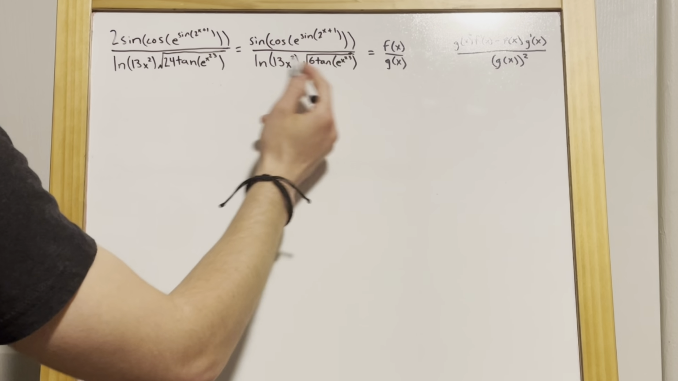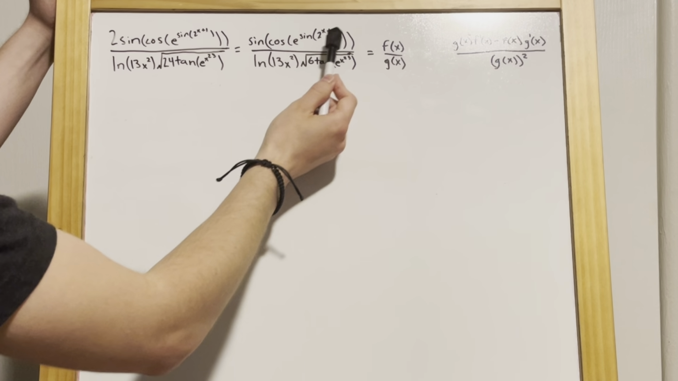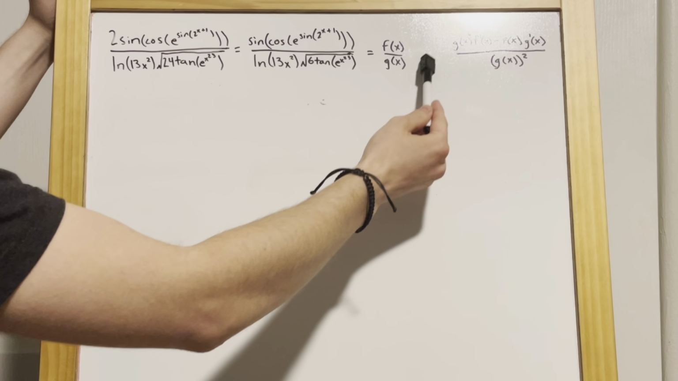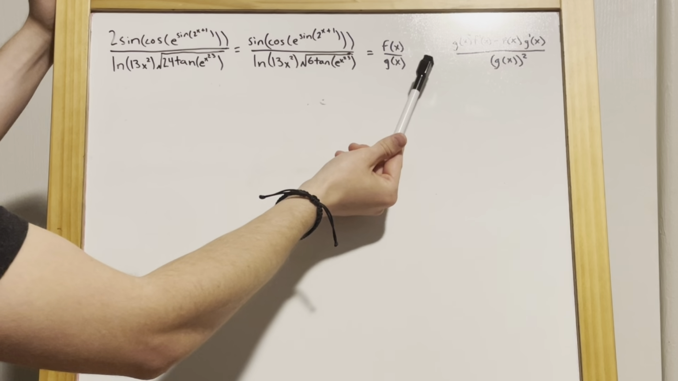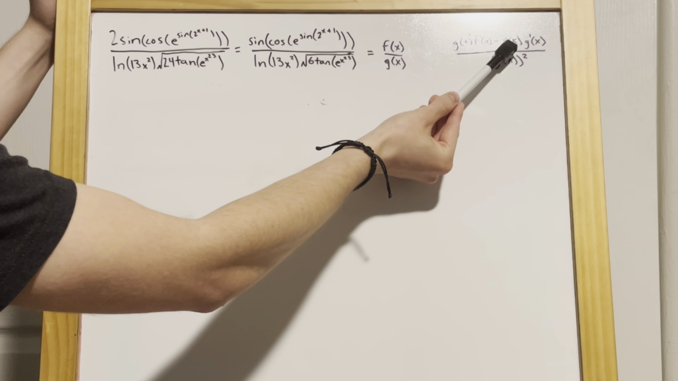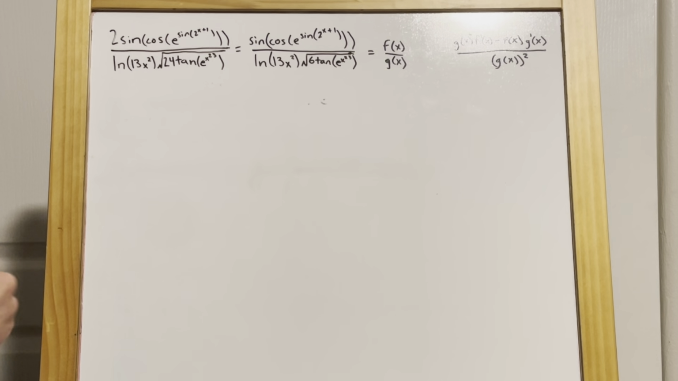So, finding the derivative of this right here, we can set this equal to f of x and this equal to g of x. We're going to use the quotient rule, which is right here. It says the derivative of f of x over g of x is equal to g of x times f prime of x minus f of x times g prime of x, all over g of x squared.